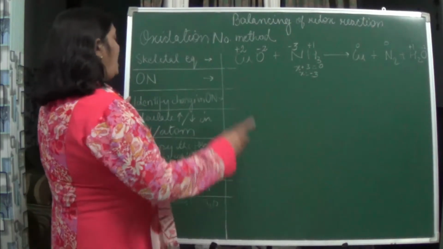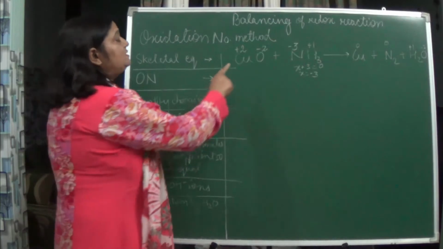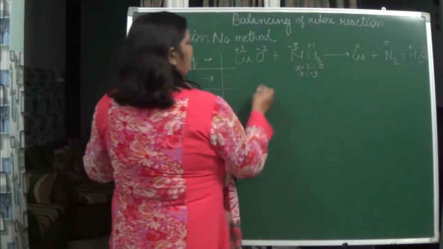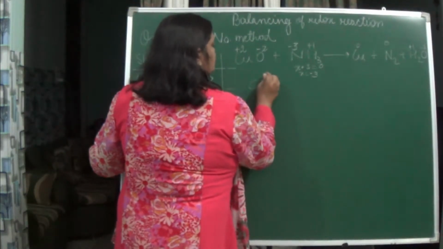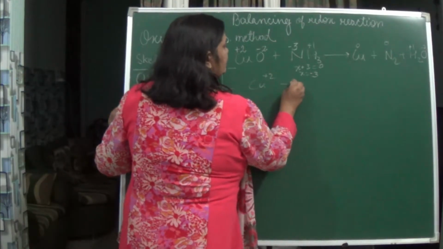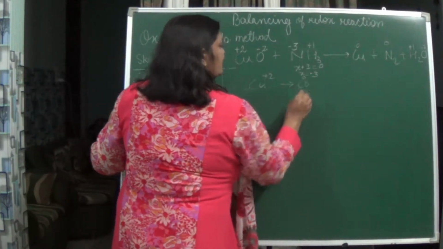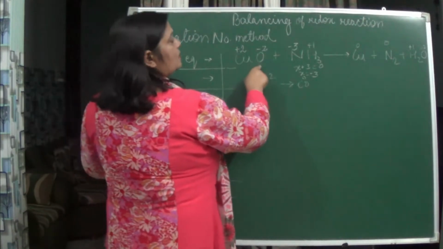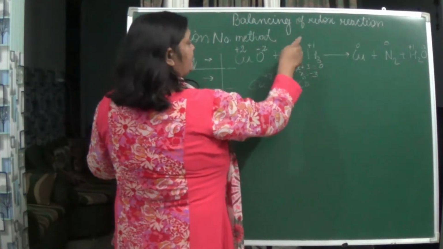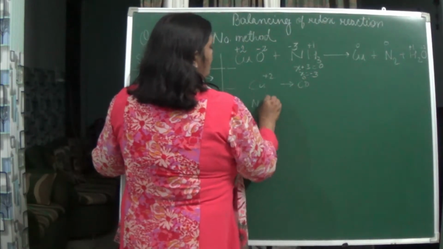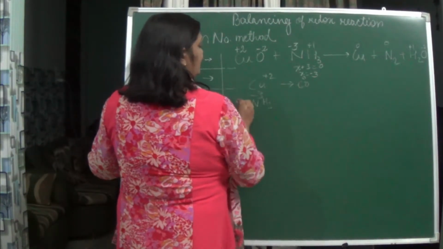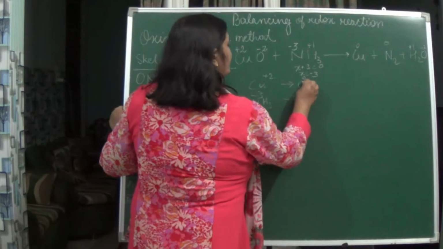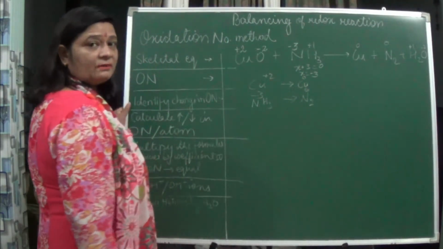Now what you have to see, or identify, is the change in the oxidation numbers. You can see here copper is +2 and here copper is 0. Change in oxidation number has taken place, isn't it? Now, when we see oxygen, it is the same. Coming to nitrogen, in NH3 it is -3, and here N2 is 0. Here also the change in oxidation number has taken place.